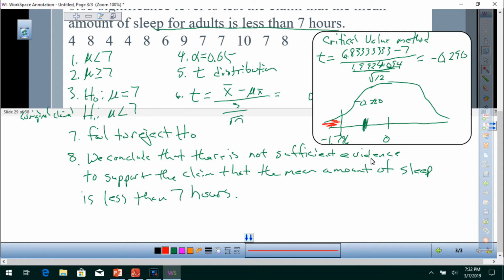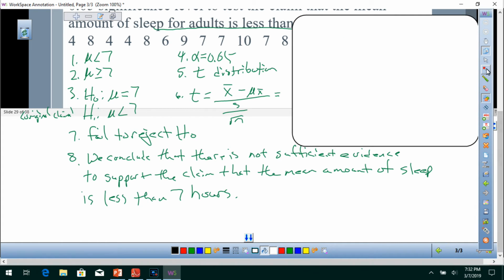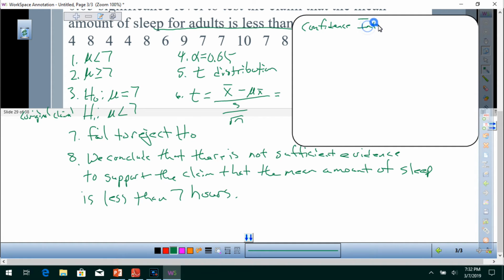Now, I think there's one more we need to try. We need to try the confidence interval method, the third method. Let's call this the confidence interval method. And what do we got here? So we're going to use a 90% confidence interval. So let's go to our calculator.